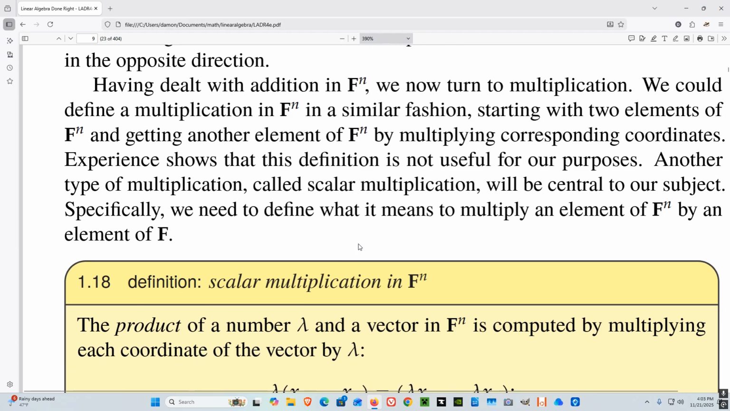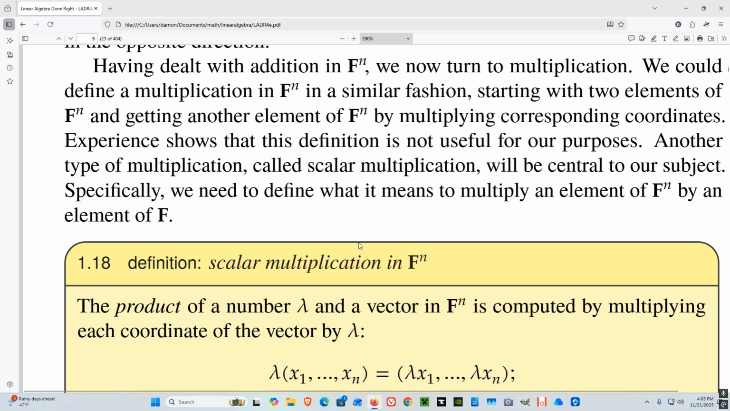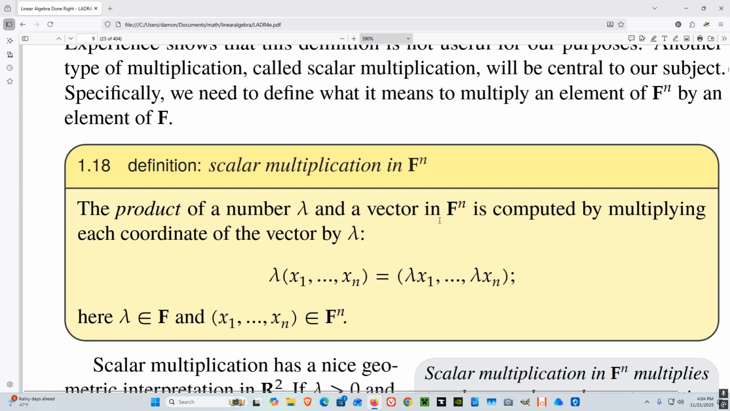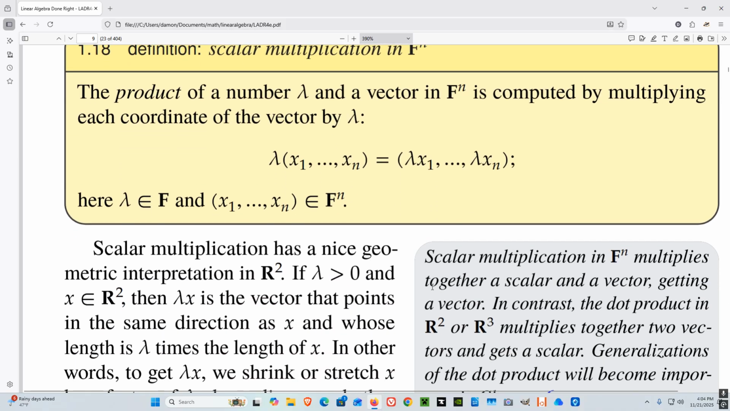Specifically, we need to define what it means to multiply an element of F^n by an element of F. The product of a number lambda and a vector in F^n is computed by multiplying each coordinate of the vector by lambda. So lambda times (x1, ..., xn) is (lambda x1, ..., lambda xn). Here lambda is an element of the field F, and (x1, ..., xn) is an element of F^n.